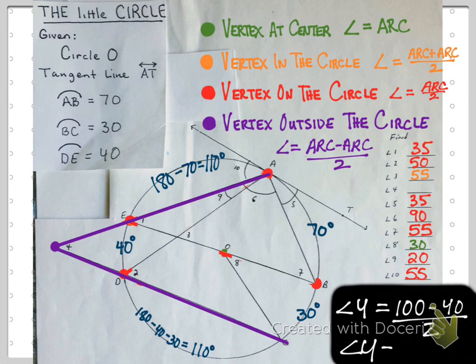And our final angle has its vertex outside the circle, so we need to subtract the intercepted arcs and divide by 2. So the bigger arc goes from A all the way to C, and that is 100 degrees. The smaller arc goes from E to D, that's 40 degrees. So 100 minus 40 is 60, divided by 2 is 30. So the measure of angle number 4 is 30 degrees.